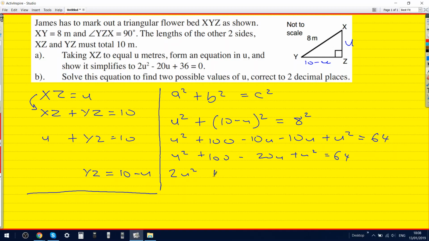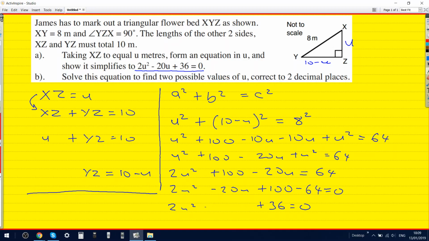Plus 100 minus 20U equals 64. Then from there, maybe 2U squared, if we make 64 go to the other side, it'll become minus 64. 100 minus 64 is 36. So 2U squared plus 36 minus 20U equals 0. I just wrote it the way they wrote it.